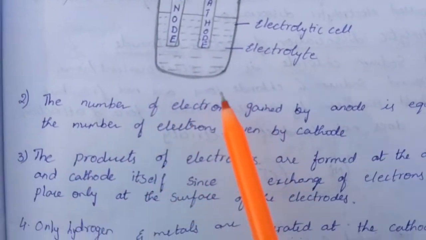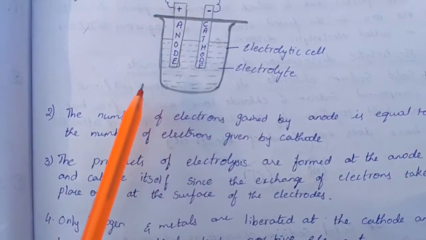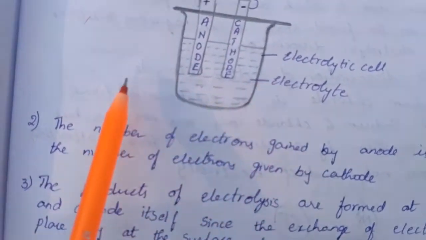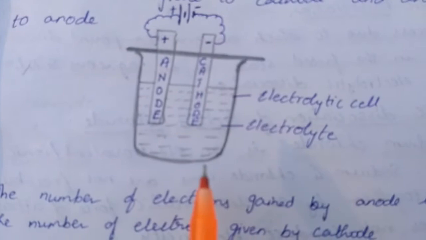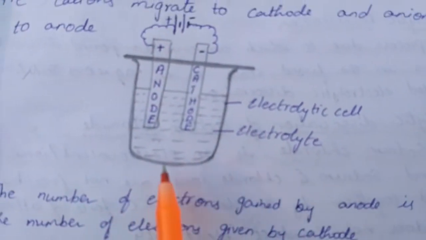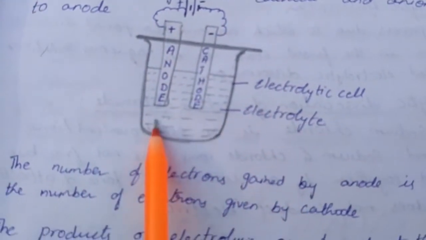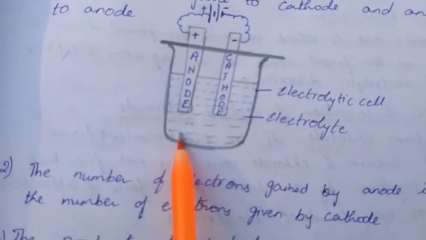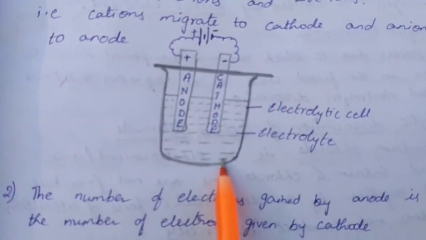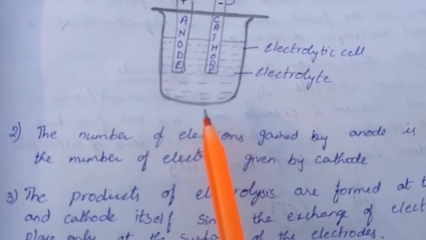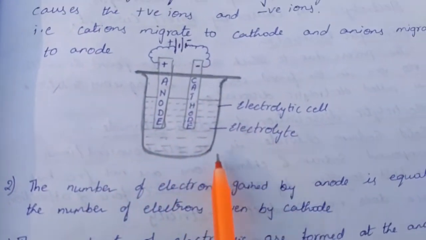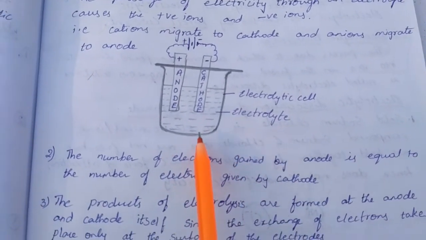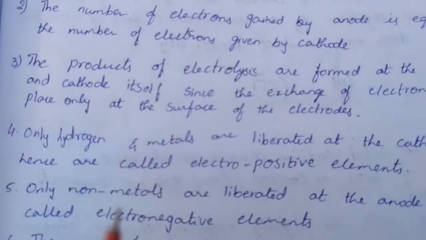The mass of the substance produced at an electrode during electrolysis is proportional to the quantity of electricity passing through the electrolyte. That means depending upon how much electricity we are passing through it, we will get the mass of the substance. Those two, the passage of electricity and the mass of substance produced, are proportional to one another. Now, let us see the next point.